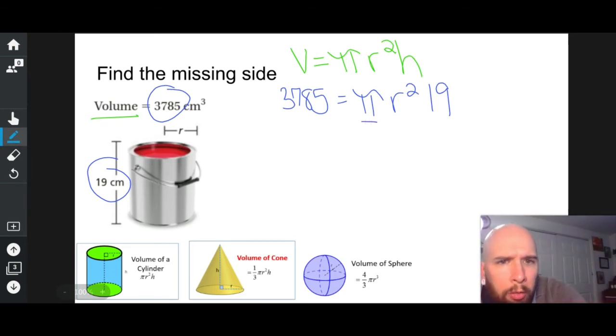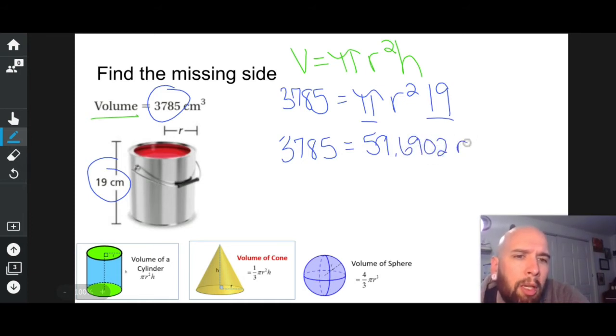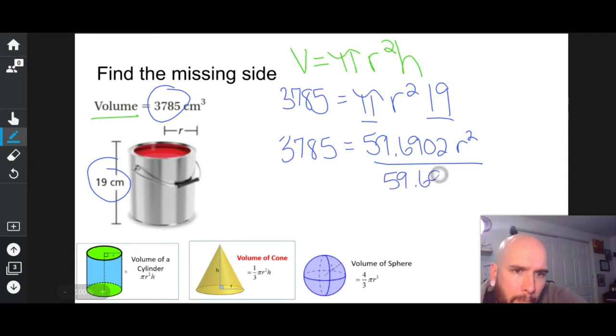On the right side, I have pi times r squared times 19. What I can do is multiply pi times 19, and that's what I'm going to do right now. What is pi times 19? The answer is about 59.6902. I'm just giving everything that Siri's given me. I'm going to write it all out. Okay. What is 3,785 divided by 59.6902? The answer is about 63.4107.